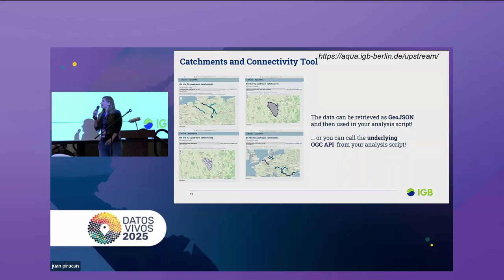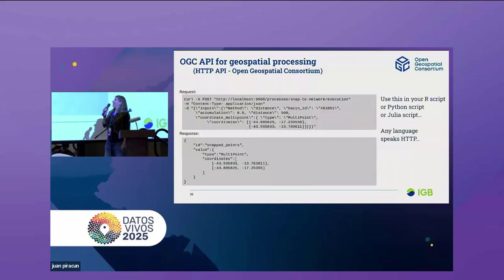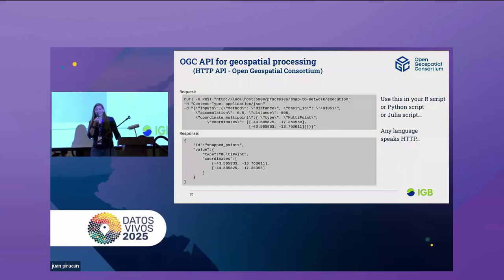So all of these different kinds of data results, you can retrieve them as GeoJSON and then use them in another analysis script. Or you could call the underlying OGC API that we put on top of these tools. So OGC API stands for the Open Geospatial Consortium. I don't know, maybe you're familiar with that. So it's actually an HTTP API. So a request like this, a response like this. The nice thing is it works in any language. So you can do that in R, in Python, anywhere.